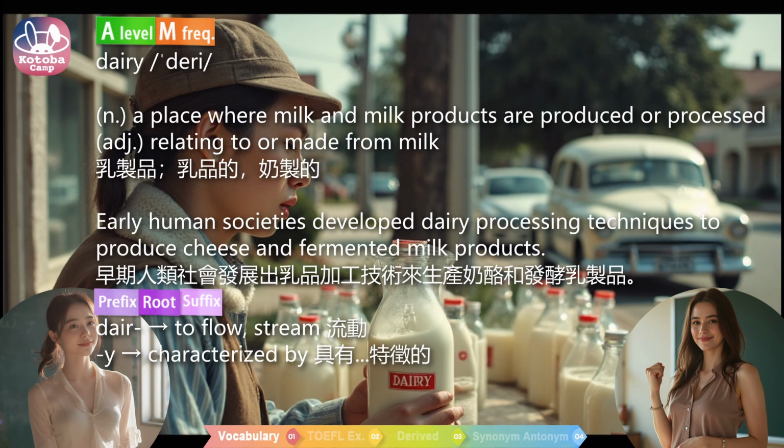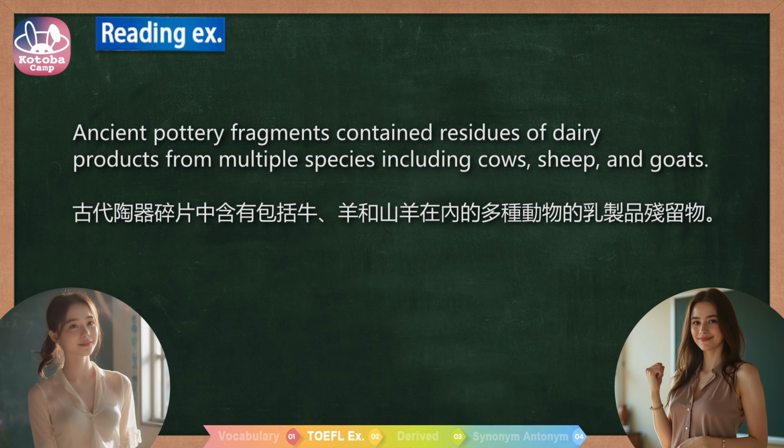Dairy. A place where milk and milk products are produced or processed, relating to or made from milk. Early human societies developed dairy processing techniques to produce cheese and fermented milk products. Ancient pottery fragments contained residues of dairy products from multiple species, including cows, sheep, and goats.